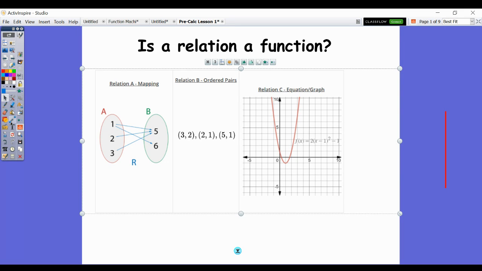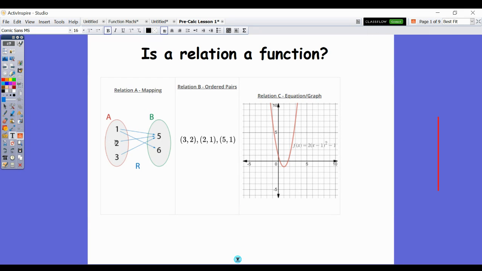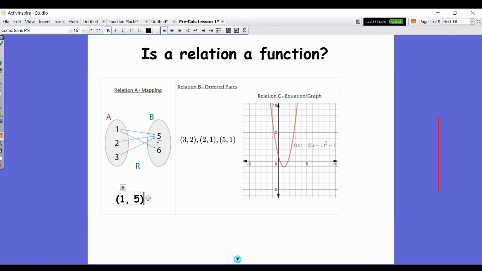So if I were to look at my mapping, I can see if I've got column A, I've got a 1, and that arrow is pointing to a 5. And then if I wanted to list the next point, I've got that 1 is pointing to a 6. And right there, I just repeated my x value. So because I repeated the x value, this one is not a function.